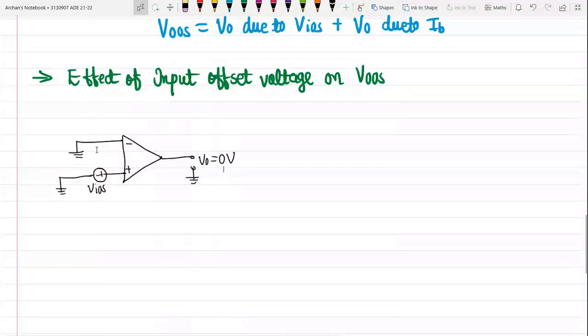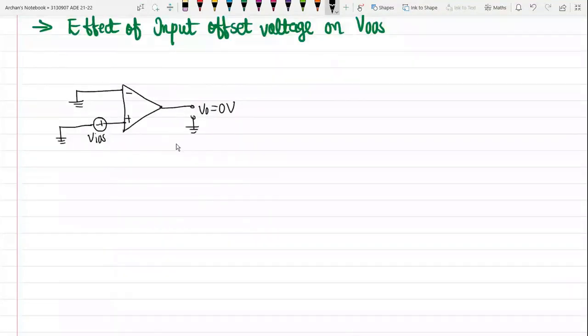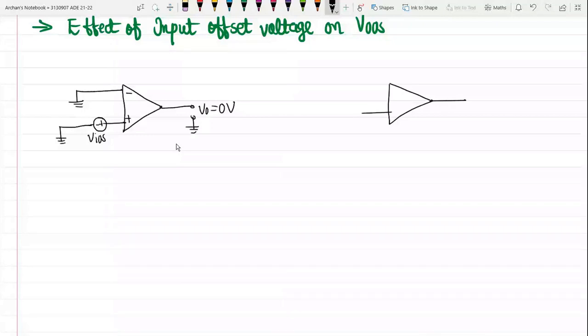Okay, so let us consider one typical circuit for the same, right? So we have one operational amplifier over here, whose non-inverting terminal is grounded like this. Okay, and the inverting terminal is also grounded. Okay. So this is my open loop configuration.